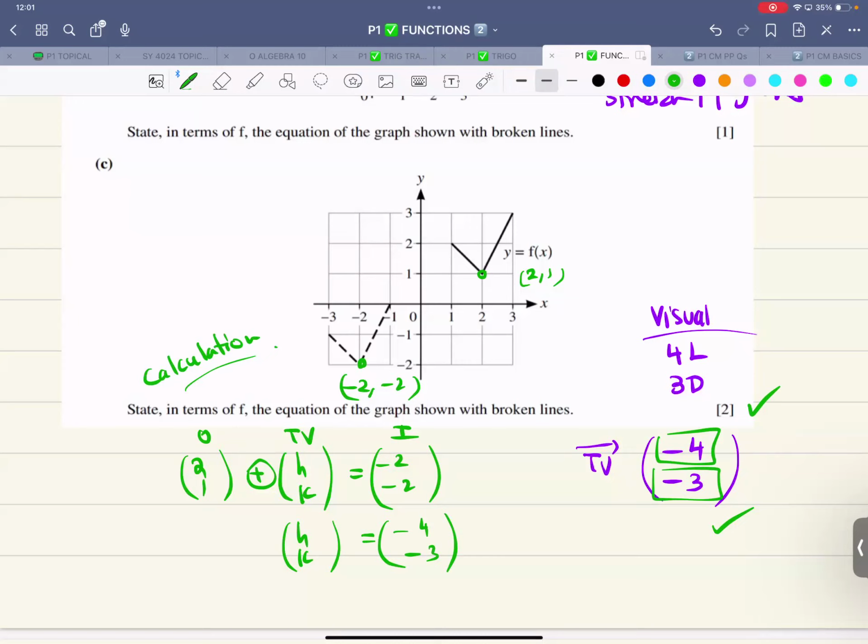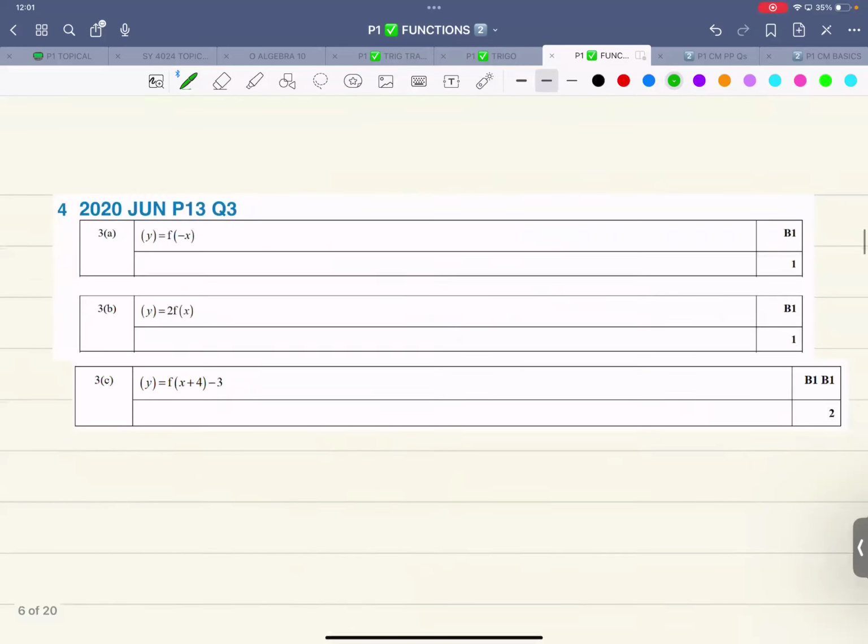If you write -4, you will get 1 mark. If you write negative something else, you will lose the mark. If you write 4 but with a positive, you will lose the mark. So getting that negative right, getting that 4 right, that is a must in this case.